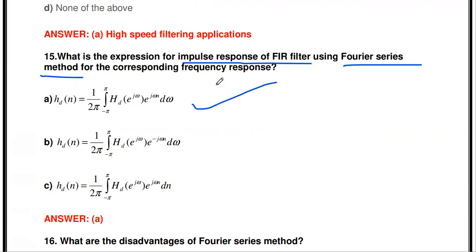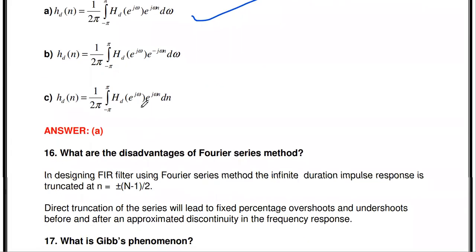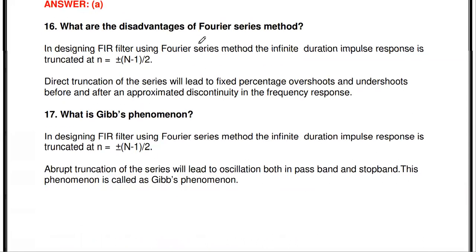Okay, so the formula is that hd of n equal to 1 by 2 pi integration over minus pi to pi Hd of e power j omega, e power j omega n, d omega. Okay, this is the correct formula. Then the next question, what are the disadvantages of Fourier series method?